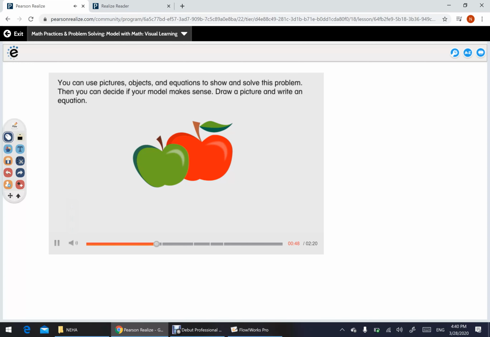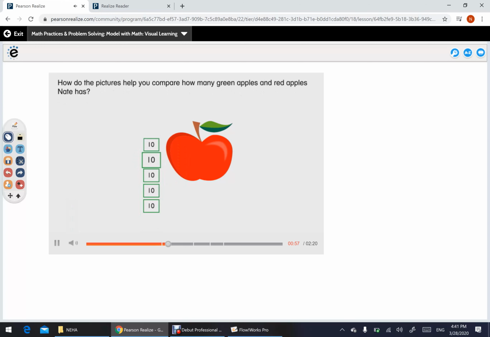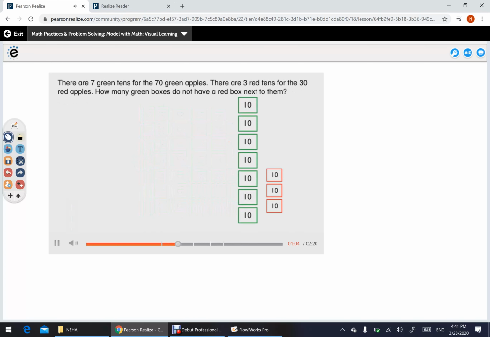Then you can decide if your model makes sense. Draw a picture and write an equation. How do the pictures help you compare how many green apples and red apples Nate has? There are 7 green 10s for the 70 green apples. There are 3 red 10s for the 30 red apples. How many green boxes do not have a red box next to them?